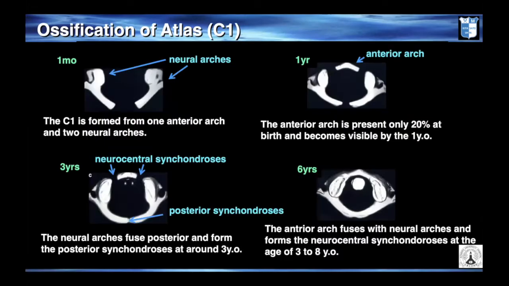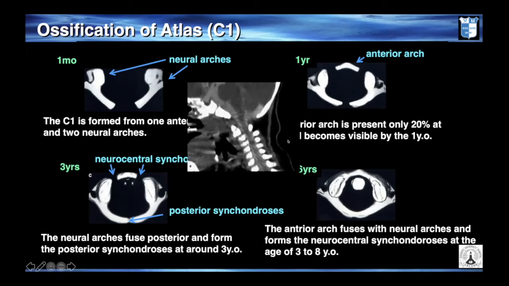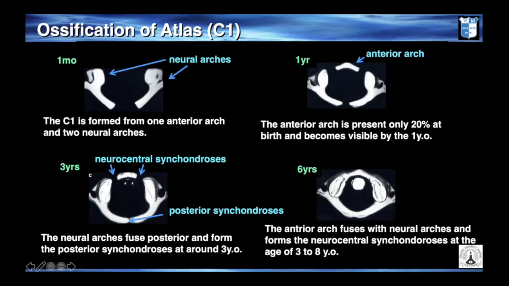And regarding the ossification, this shows a picture of C1 ossification, and the C1 is formed from one anterior and two neural arches. However, this anterior arch is only present in 20% at birth and becomes visible by 1 year old. So if you look at this, this is a 5-month-old baby, you can see the C1 tuberculum, but this is not abnormal. This is only the developmental process. And around 3 years old, this posterior synchondrosis fuses. And by the age of 3 to 8 years, the whole synchondrosis fuses and forms the C1.